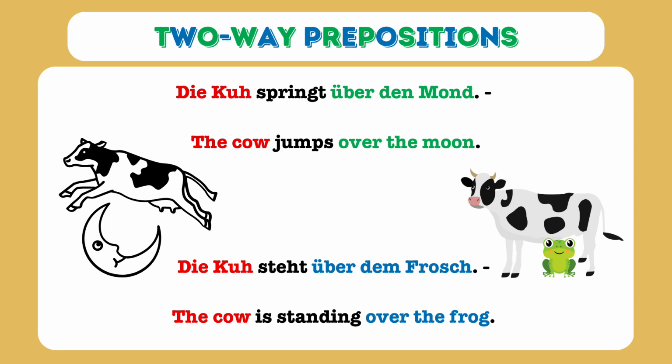Die Kuh springt über den Mond. The cow jumps over the moon. This tells us that the cow is jumping from somewhere other than above the moon and is jumping to a position of over the moon. It probably also implies that it goes past that, but that's not technically what the sentence says. Die Kuh springt über den Mond. A change in location through the action of jumping. Über den Mond. Die Kuh steht über dem Frosch. The cow is standing over the frog. The frog is underneath the cow, therefore we have the dative case for the static location of the cow, über dem Frosch, above the frog.